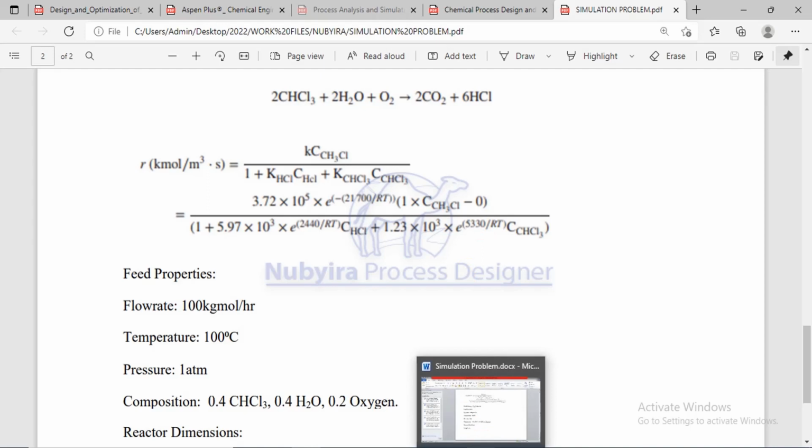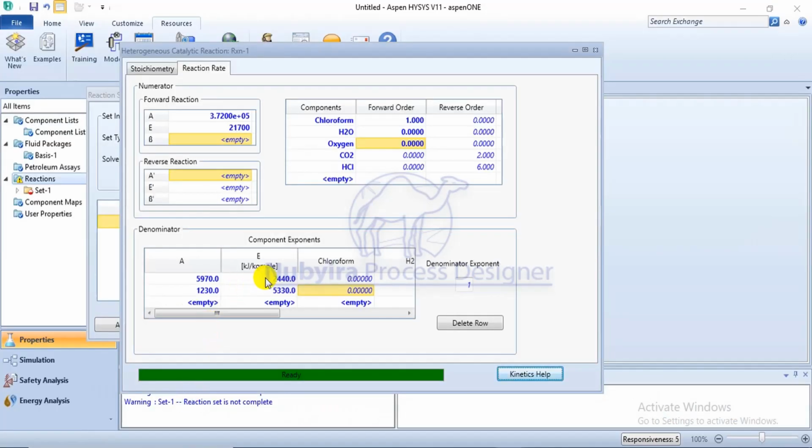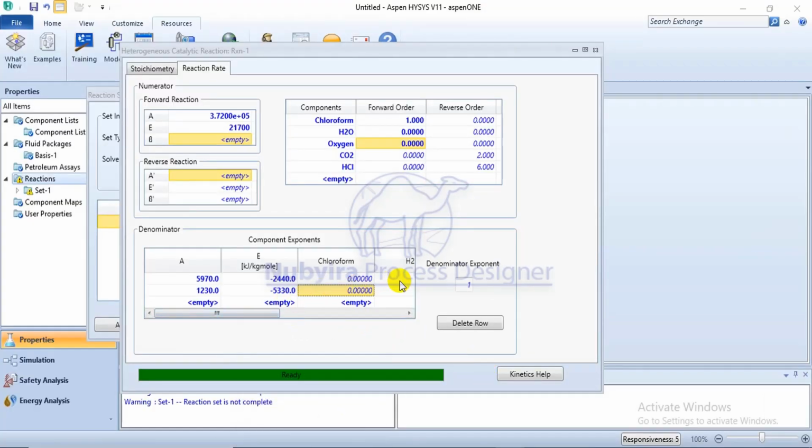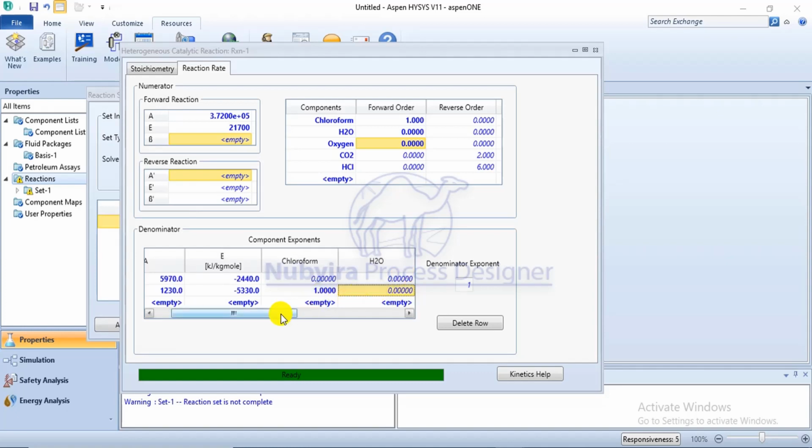So let's make that adjustment before we continue. So here should be minus 2440. Enter. Then here should be minus 5330. Enter. Then now we can specify the component exponent, which is 1 for CHCl3. CHCl3 is already here, so we specify it. The rest will be 0 as well, because they are not attached to that particular term.